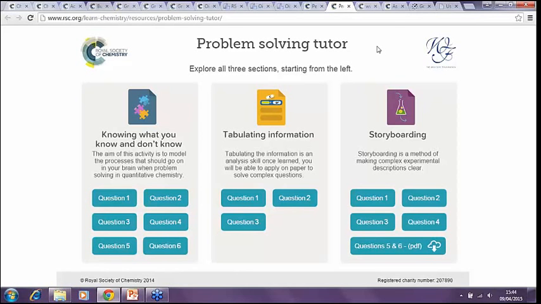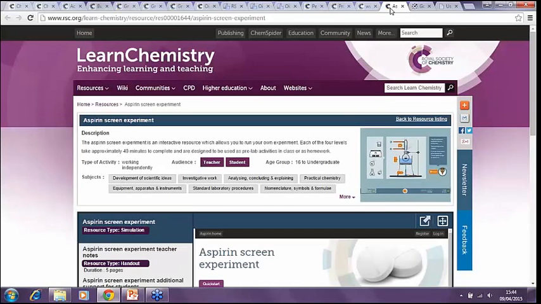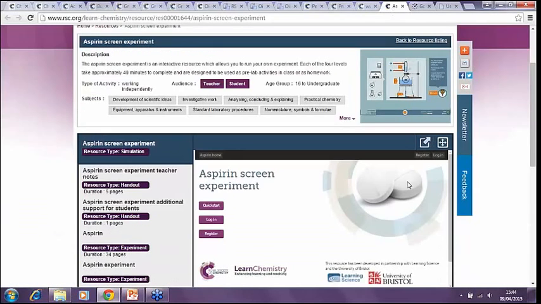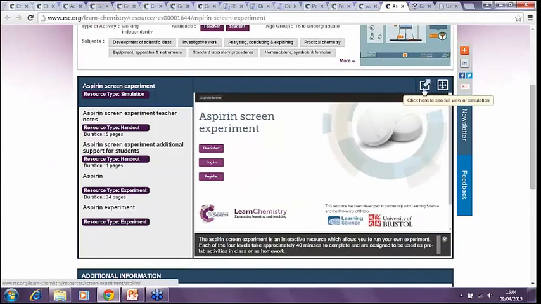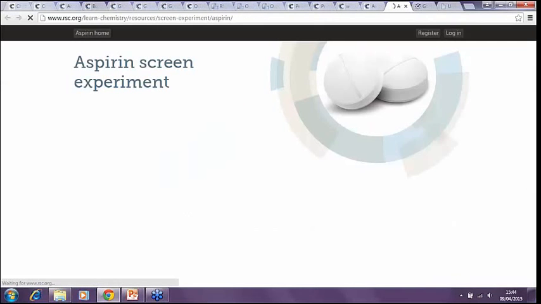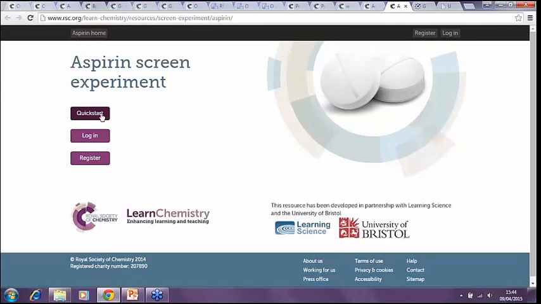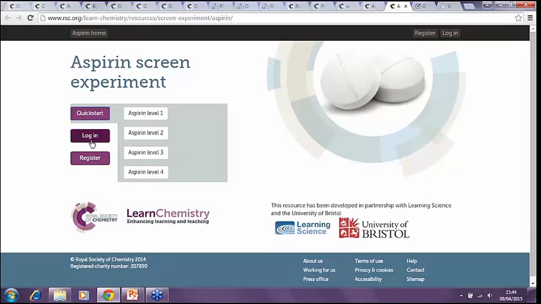The last thing I want to show you very briefly is our aspirin screen experiment. This is something that you would use in conjunction with the aspirin synthesis practical. Those of you studying chemistry at a higher level have perhaps already done it, or perhaps you know that it's going to be coming up. So this can help you with that practical work in class. You can choose to register and set up an account, and that way it remembers how you got on and you can come back to it last time, or you can just quick start and have a little look, okay?